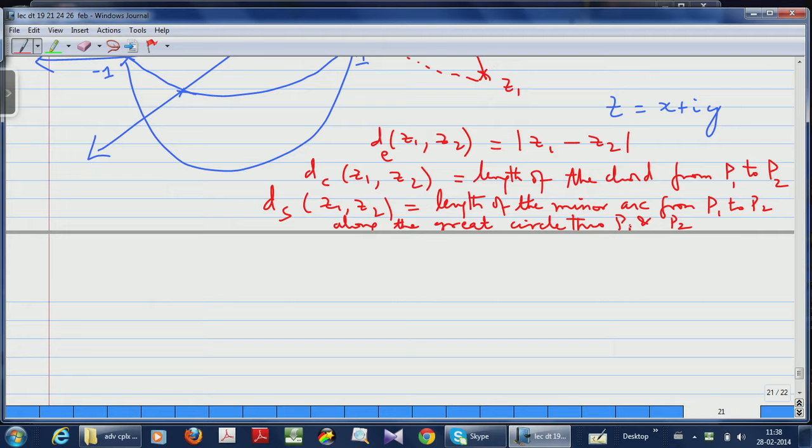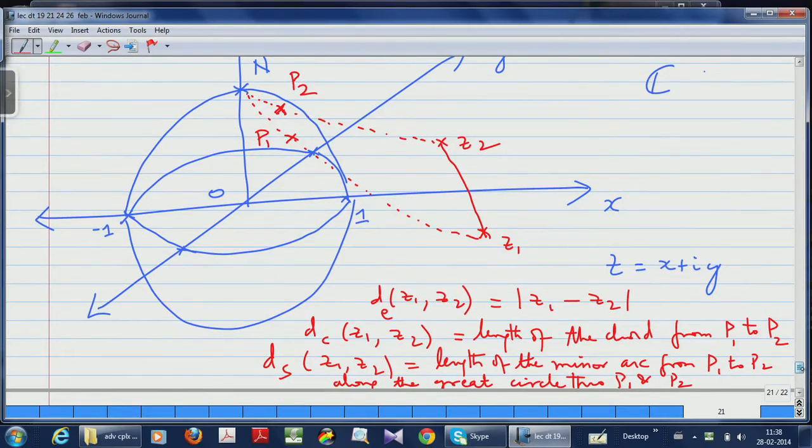So you see, this is a spherical distance. What is a spherical distance? Actually, I am trying to measure distance on the Riemann sphere, on the surface of the sphere. So it's a curved distance, and I am trying to measure the shortest curved distance.